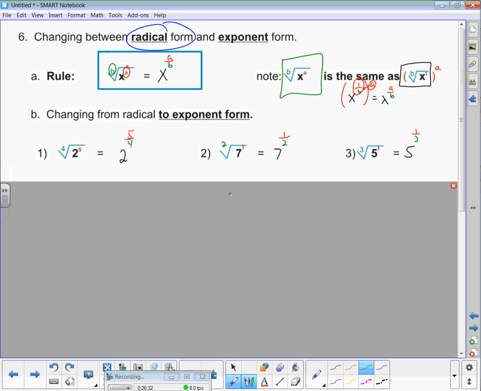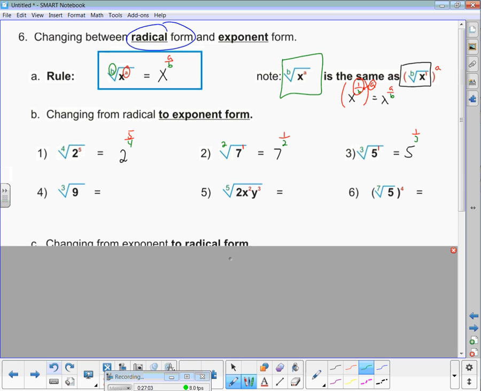Hey, what's the answer of 8 to the 1/3 power? Same thing as the cube root of 8. The answer is 2. What's 27 to the 1/3 power? Same thing as the cube root of 27. Answer, 3. So a half power is a square root. A third power is a cube root. That's a key concept. Again, you need to be able to convert.